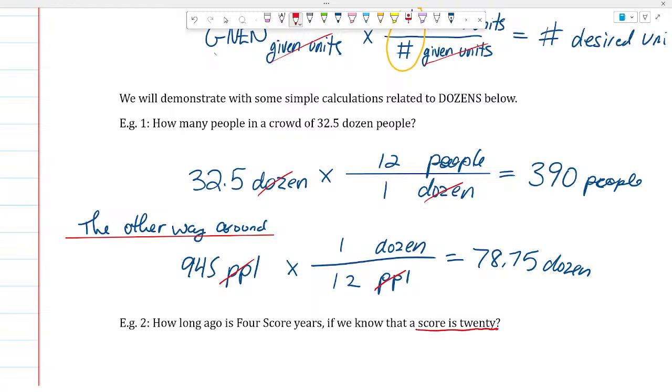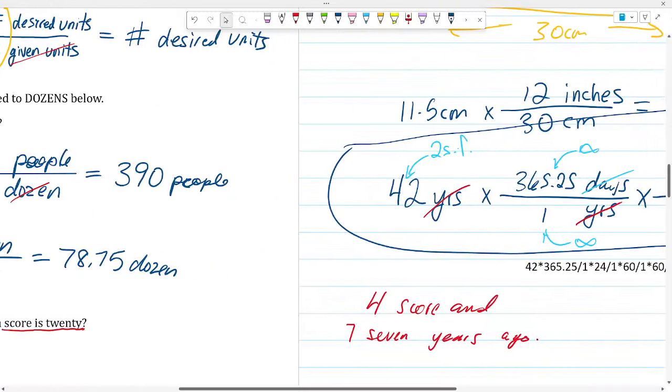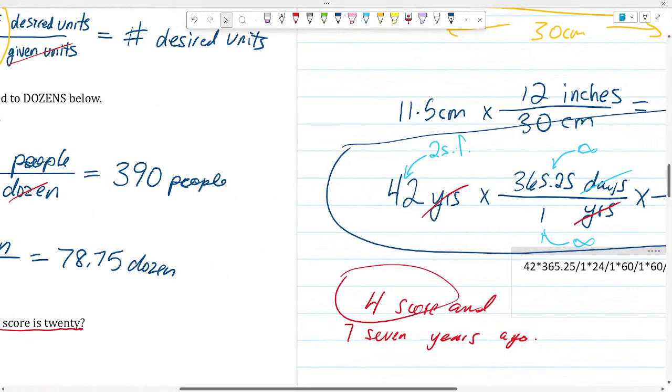Like en français, quatre-vingts, right? They still say it. That's still how they talk. If they want to say 80, they still say four twenties. We used to do the same thing in English. Four score. Now we say 80.